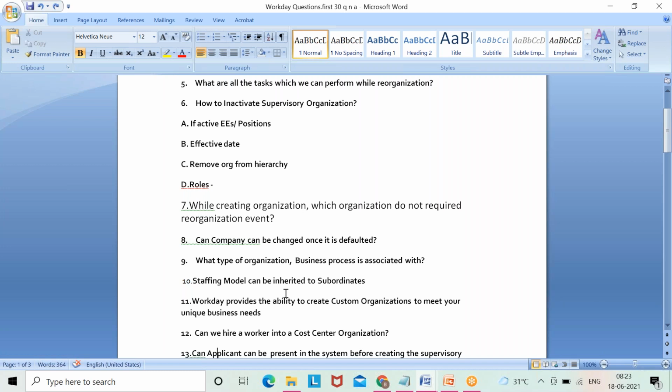All payroll related activities and all other things will be done in supervisor organization only. Custom organizations are only for tracking purposes, or benefit and beneficiary purposes, some other temporary purposes. Exactly. Temporary. Yes.